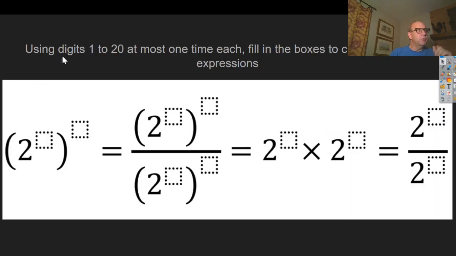And this is a bonus problem. Using any digit 1 to 20, you use each at most 1 time, fill the boxes to create an equivalent expression. So this is equal to this, is equal to this, is equal to this. Okay? All right. Good luck. We will work on the practice problems together in class, but I want you to get started on them on your own.